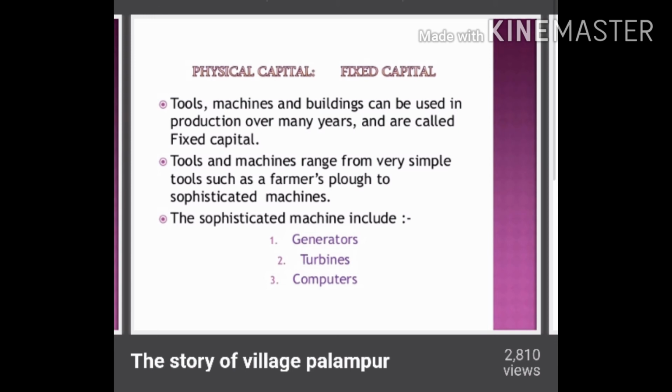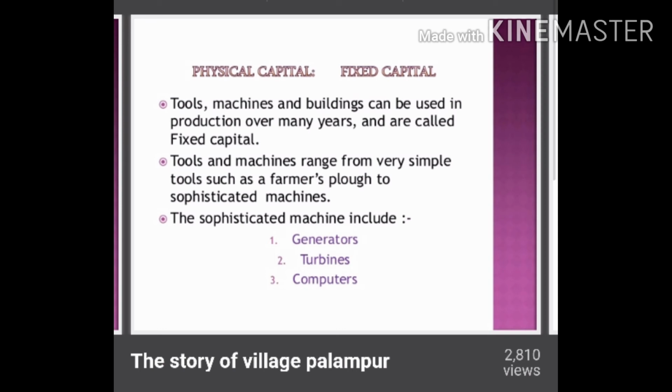Second is tools and machines, which range from very simple tools such as a farmer's plow to sophisticated machines. The sophisticated machines include generators, turbines, computers, etc. So these all come under physical capital, that is, fixed capital.